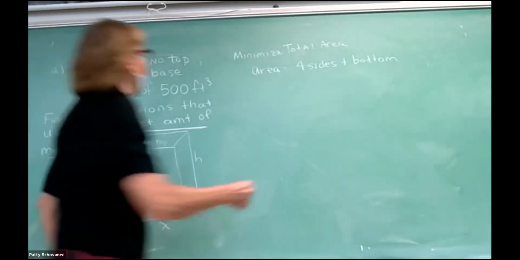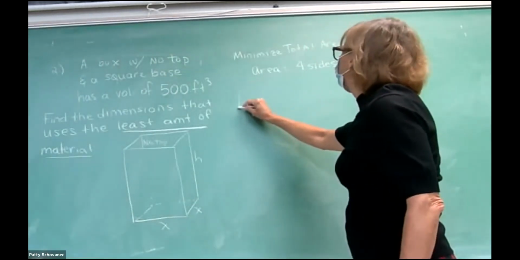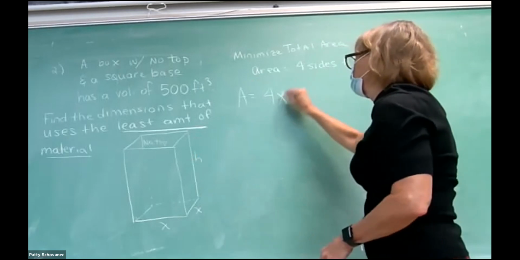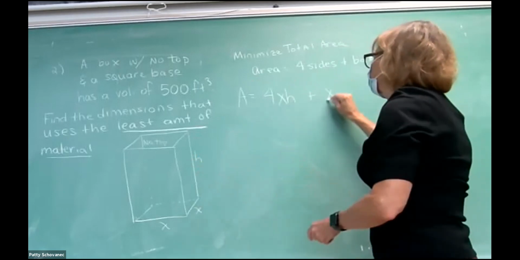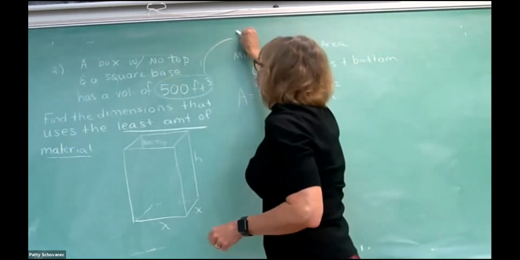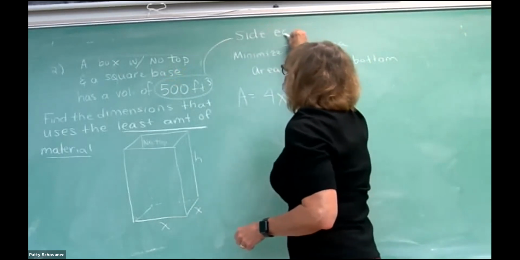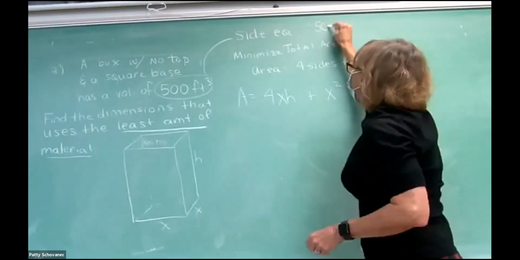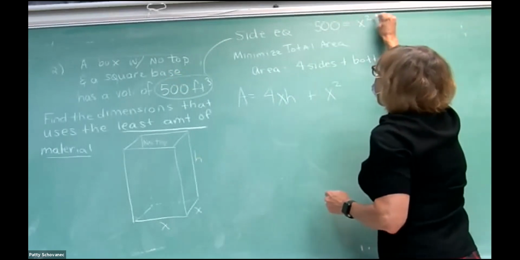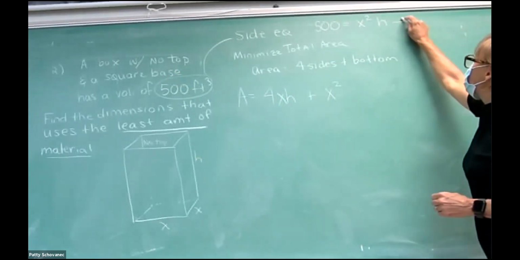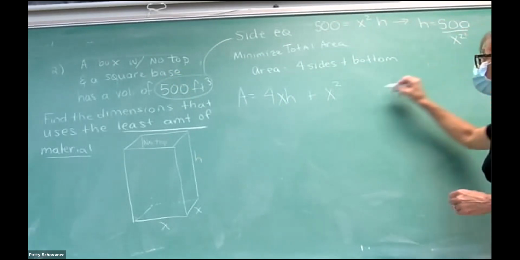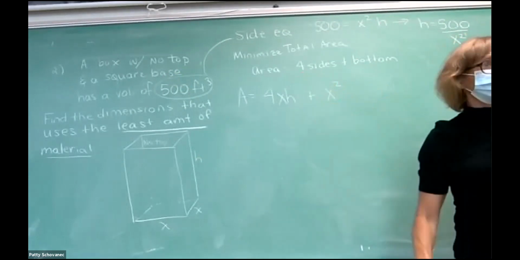Most of you are at this spot. There's 4 sides. Each side has dimensions x times h. And the bottom has dimensions x times x. And so our side equation is going to be volume, 500. Volume is the product of the 3 dimensions, so x times x times h. So we're going to let h be 500 over x squared. And you're going to put that right here, and then take derivatives.